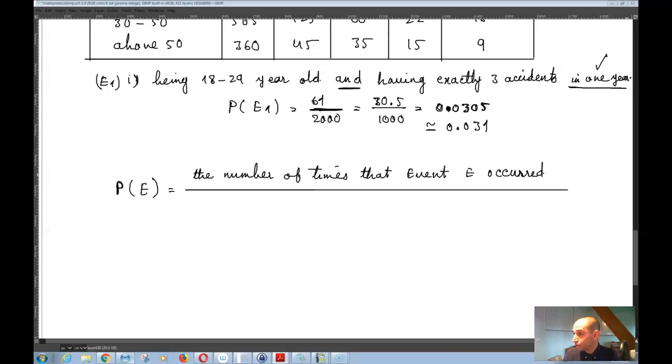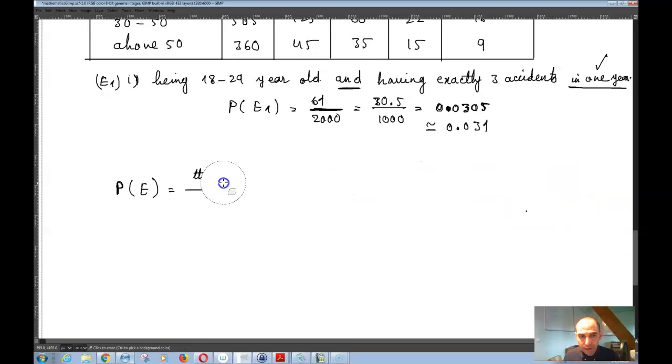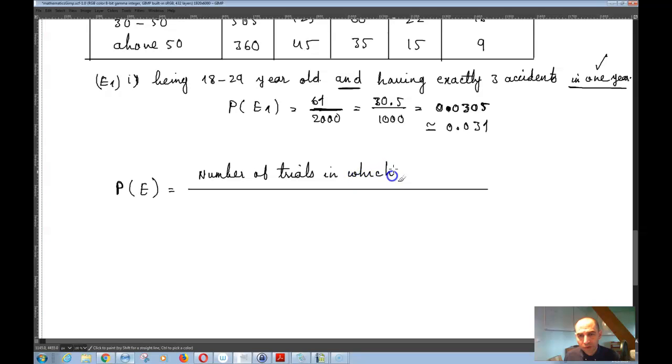And let me write this better. The total number of times, or if I were to write this even better, as I wrote it before, is the number of trials in which the event E happened or occurred, divided by the total number of trials.